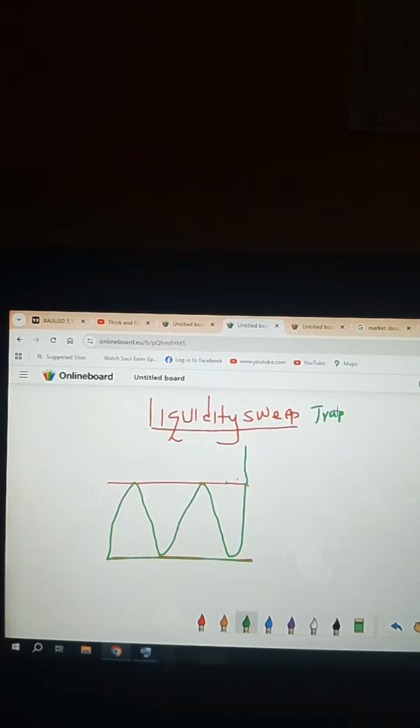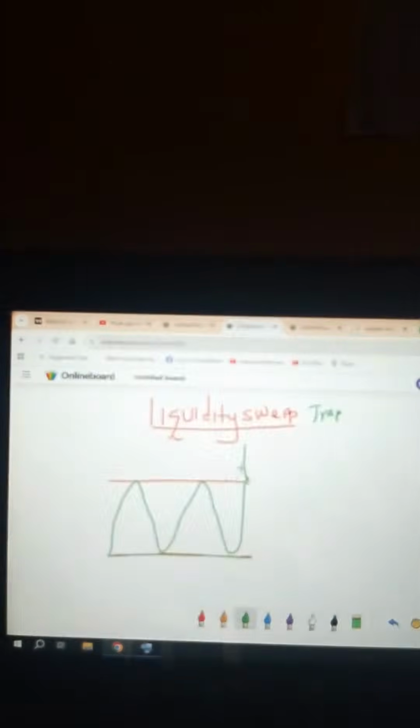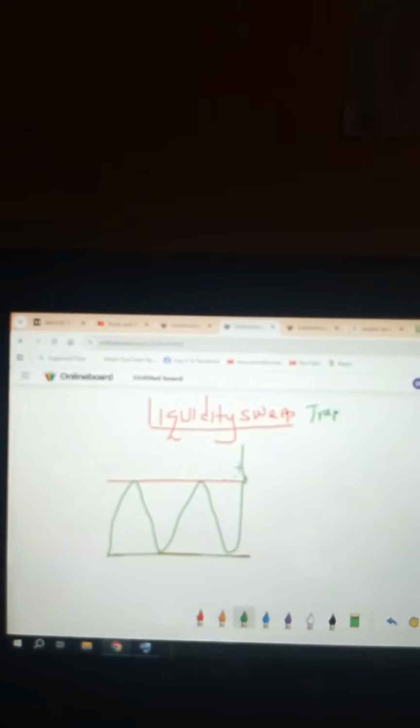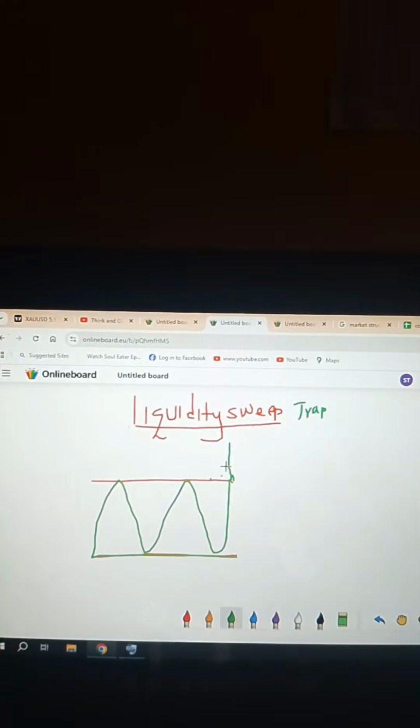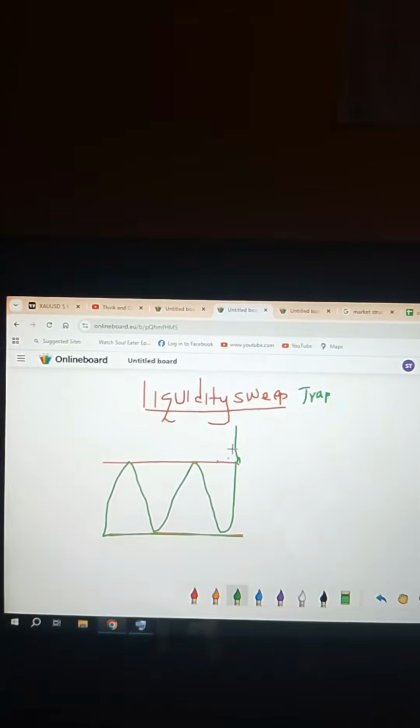So this breakout, I don't normally take this buy. But new traders will tend to buy here. Or maybe they'll say, oh, this is a breakout, let me look for a buy. This is not a breakout. If you are trading the liquidity sweep, this is not an entry.